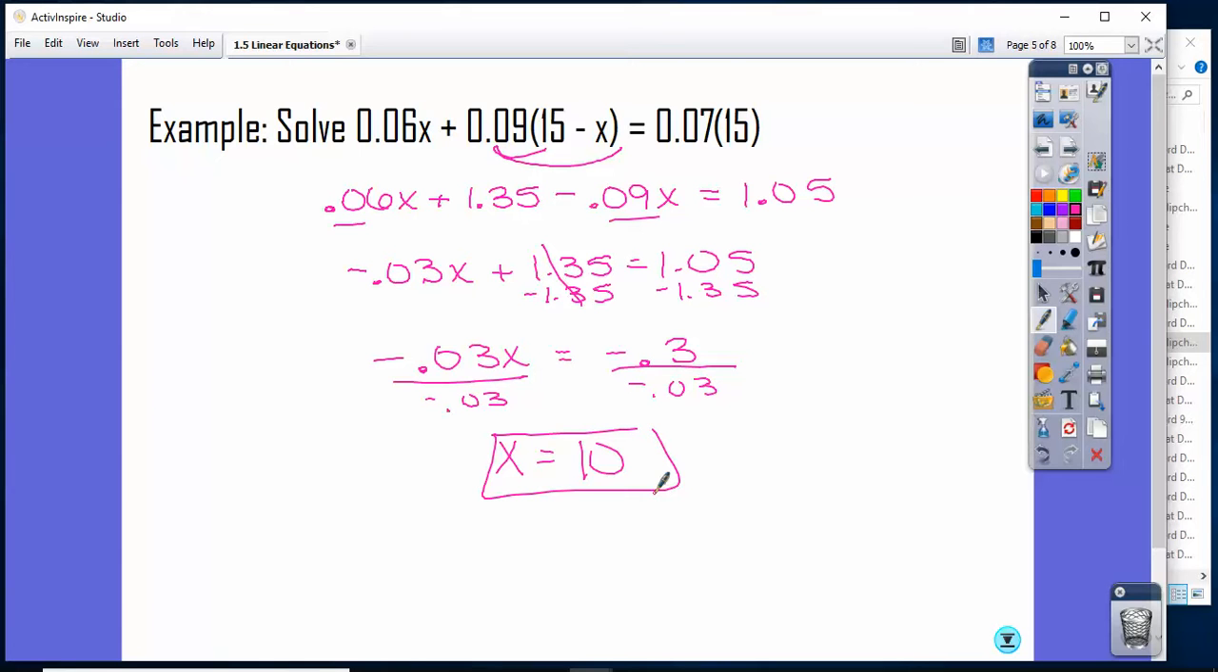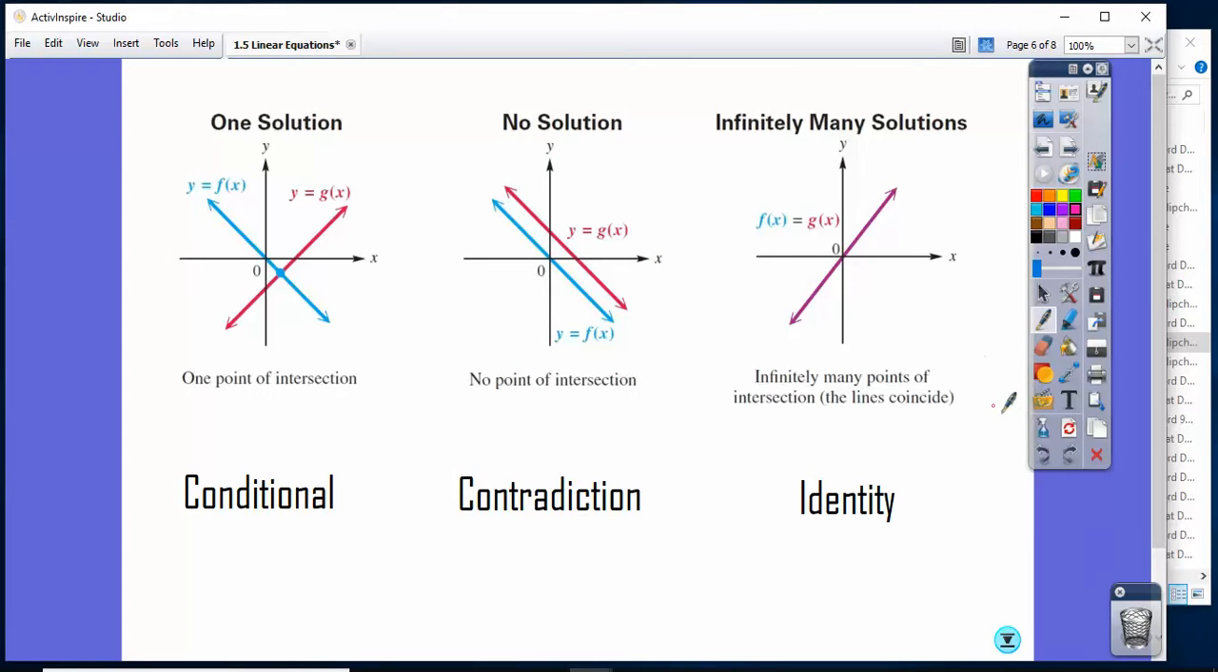Okay. Last thing I really just want to touch on, there are really 3 types of problems. Most of what we've seen has been what's called a conditional. So a conditional equation is where you have one solution. If we were drawing it, we would have 2 lines and they meet one time. We did have one that was a contradiction. We got no solution. So contradictions don't have a solution. If you graph them, those are parallel lines. They never touch.